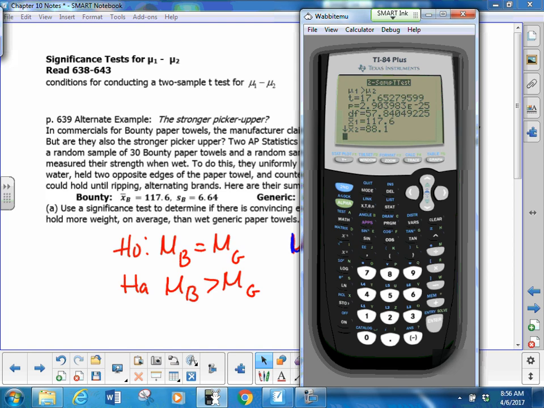Did y'all get the same numbers I got? Your p-values. What is your p-value? P-value is probability. Probability is always between 0 and 1. So if you ever put down a p-value greater than 1, go back and fix it. Yeah, it's a p-value of 0. So what happens if p is low? You reject the H0. P is low, so we're saying that there is evidence that Bounty will hold more quarters than generic when it's wet.